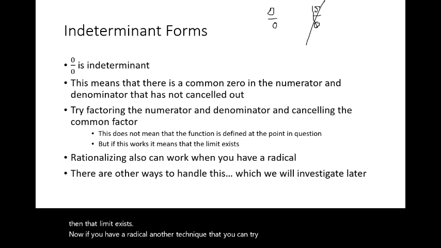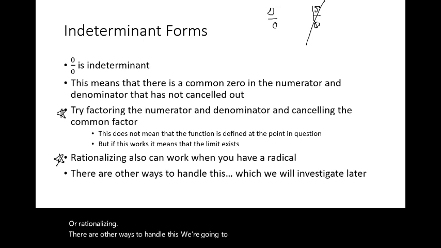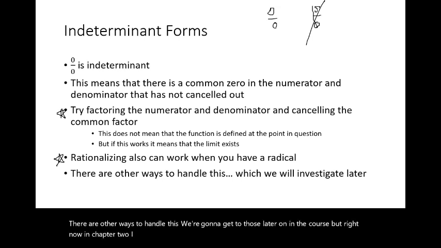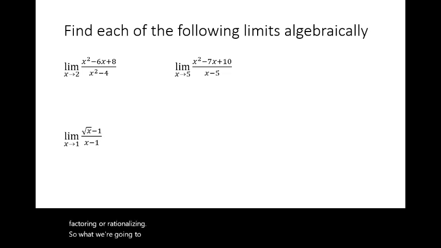So, at this point in the course, there are only two ways to handle a 0 over 0, factoring or rationalizing. There are other ways to handle this. We're going to get to those later on in the course, but right now, in Chapter 2, I promise that any limit that comes out to a 0 over 0 can be fixed by either factoring or rationalizing. So what we're going to do is evaluate each of these. Now, you should always, even if it's just mentally, try direct substitution first.